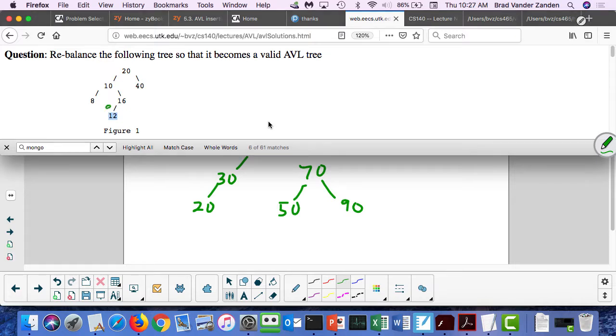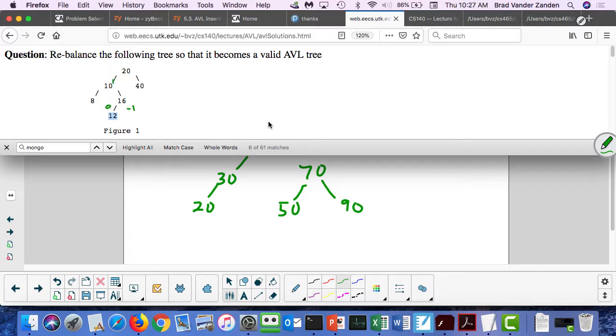Okay, so now we go to the parent of 16, which is 10, and its height is 1. Okay, and the height of 40 is 0. So there's no problem there. Whoops, there is a problem. Sorry, the height here of 16 is 1, so I messed up. I went too fast. Before we get to 10, we go to 16.